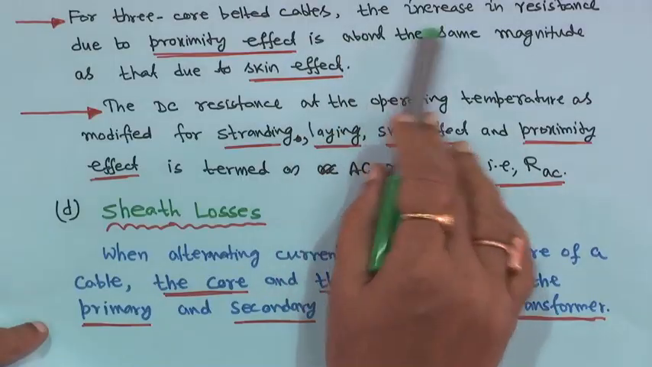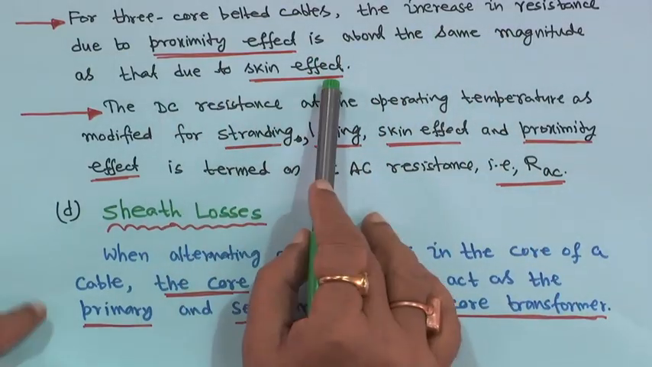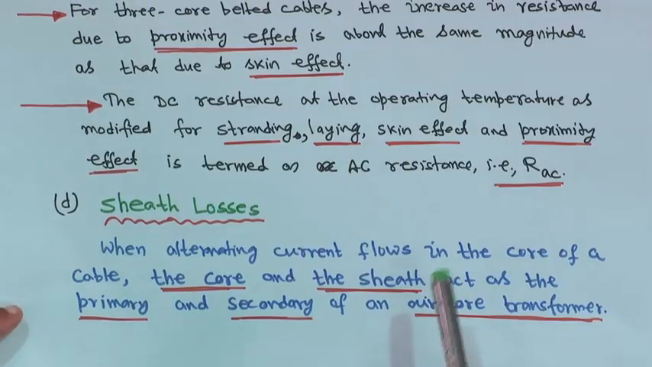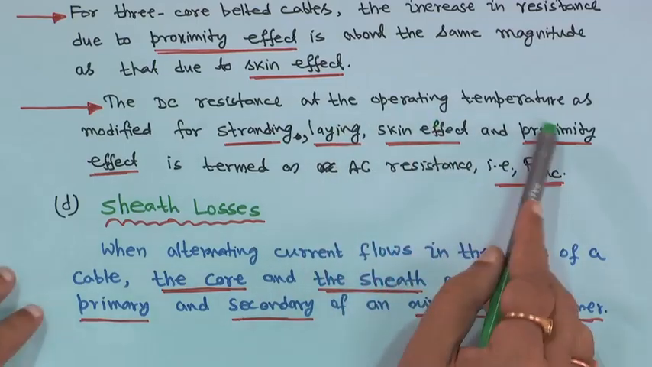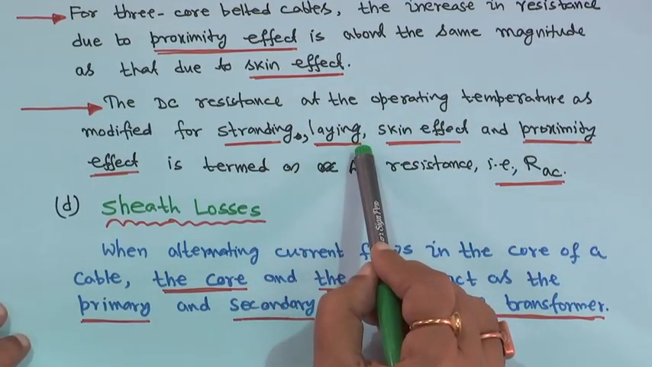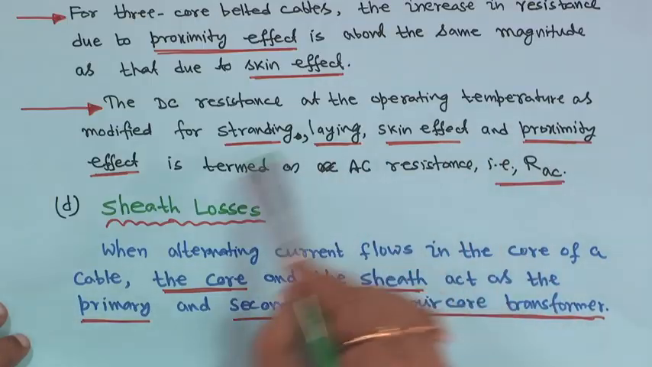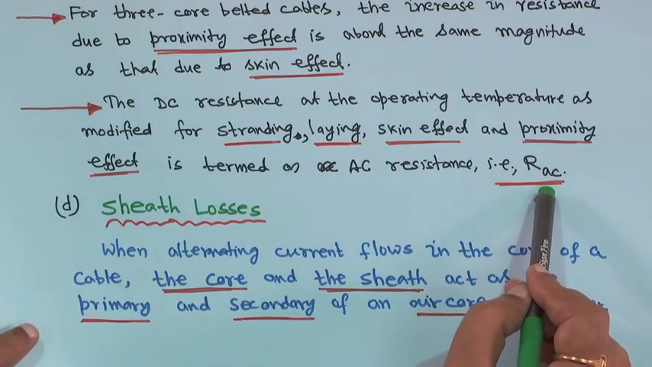Now, for 3 core belted cables, the increase in resistance due to proximity effect is about the same magnitude as that of skin effect. I mean both effects are the same for proximity and skin effect. The DC resistance at the operating temperature as modified for stranding, laying, then skin effect and proximity effect is termed as AC resistance, that is R AC. We refer to it as R AC.